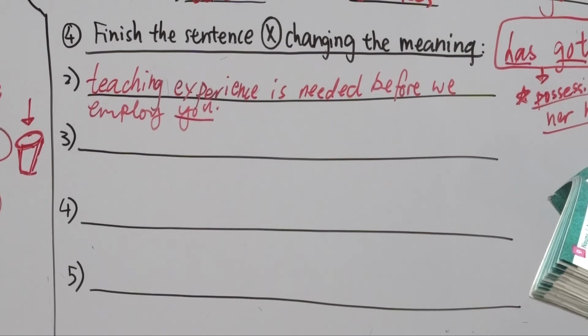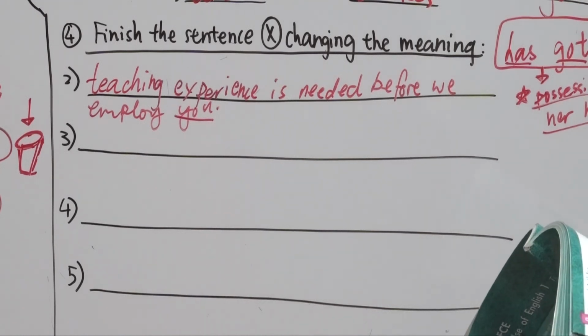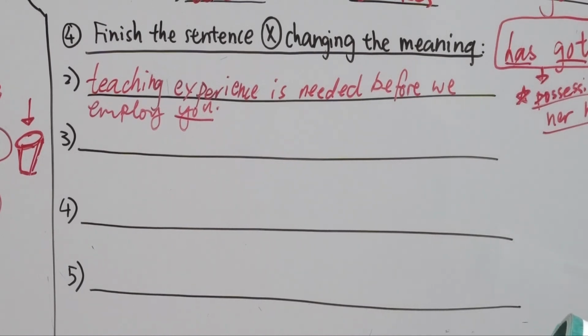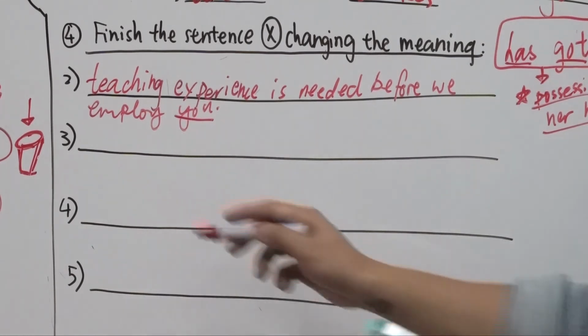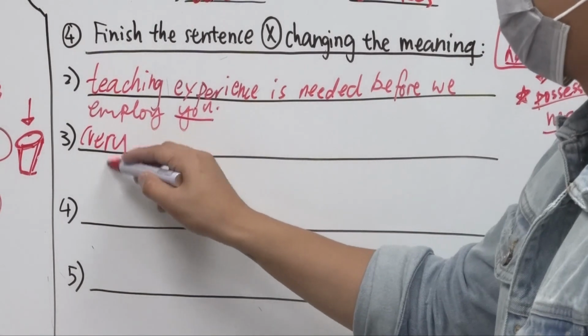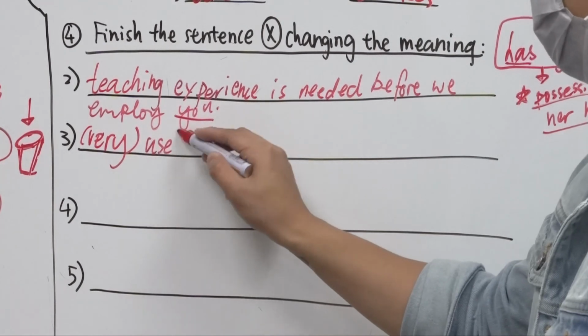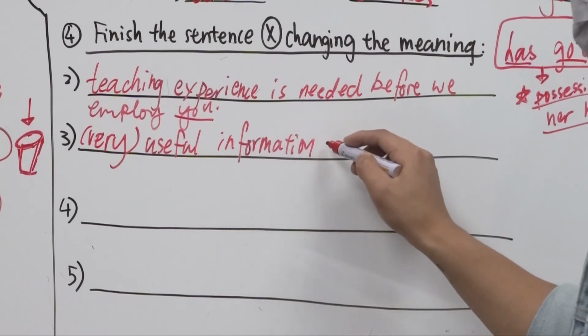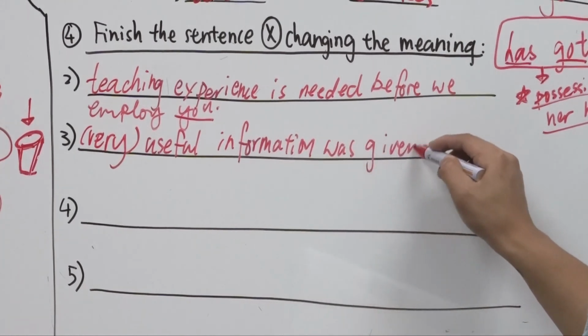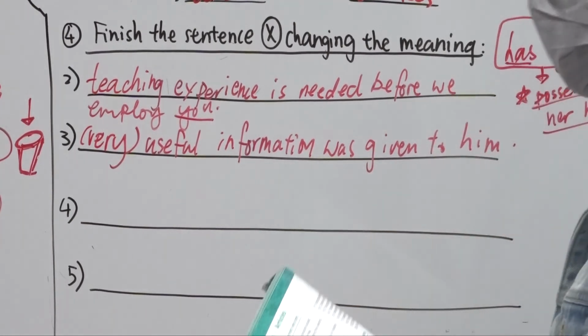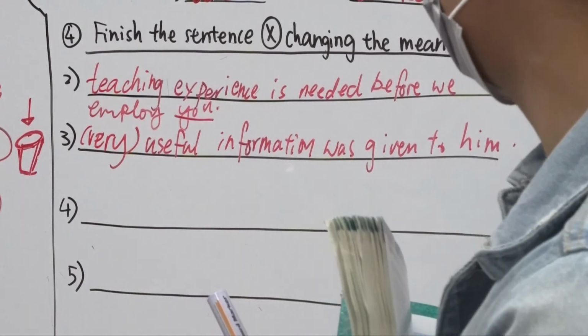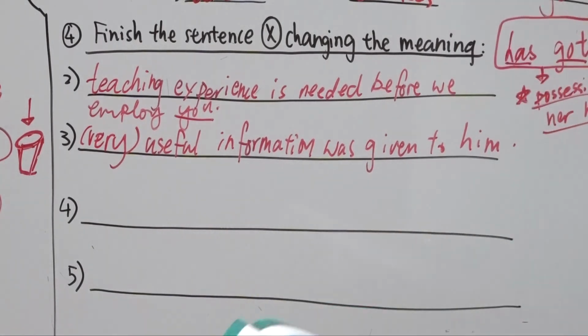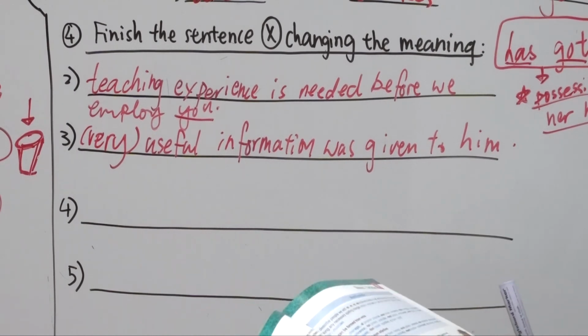Number 3, he was given some very useful information, okay? Again, we try to change the structure. He was given some useful information. So some. Okay, if I put it in brackets, it means optional, okay? Some useful information was given to him. Full stop, right? Some useful information or some very useful information was given to him. Alright? Simple and easy, right?